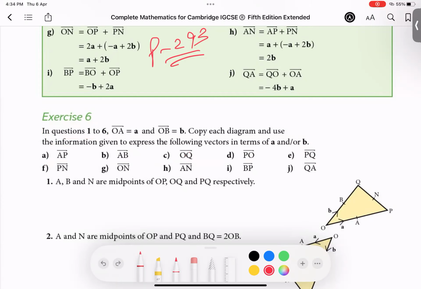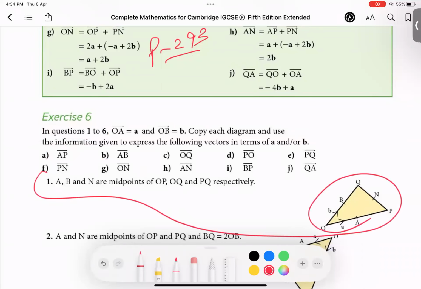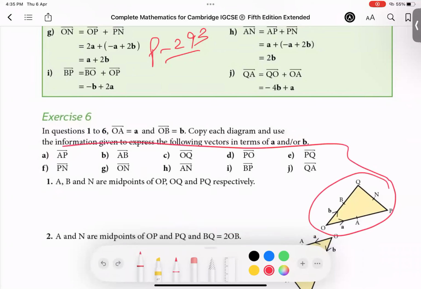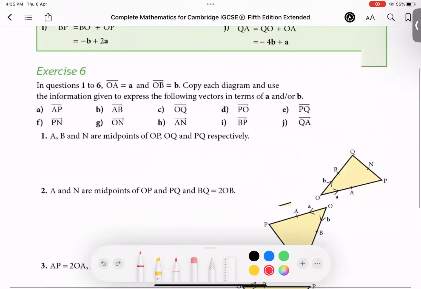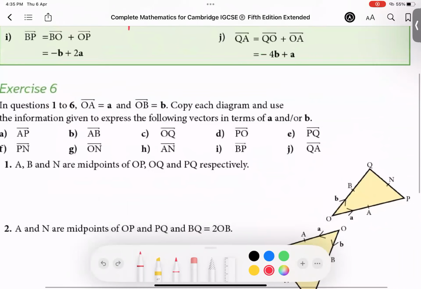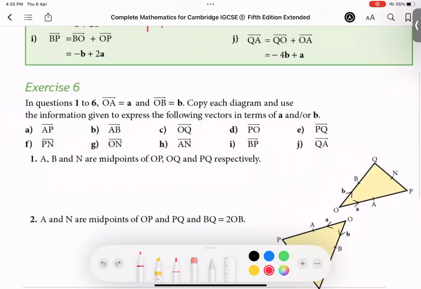It means, what is question number 1? This diagram. So use this diagram and find all 10 parts. I think it is clear. So first of all, let's start with the easy one and then we'll go for the harder one. Okay.